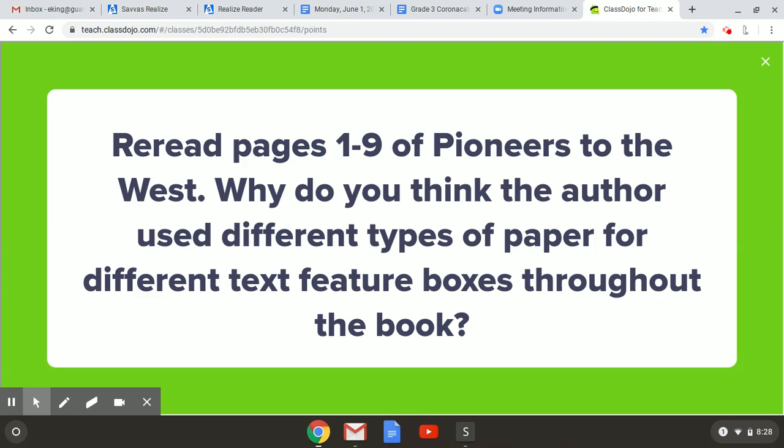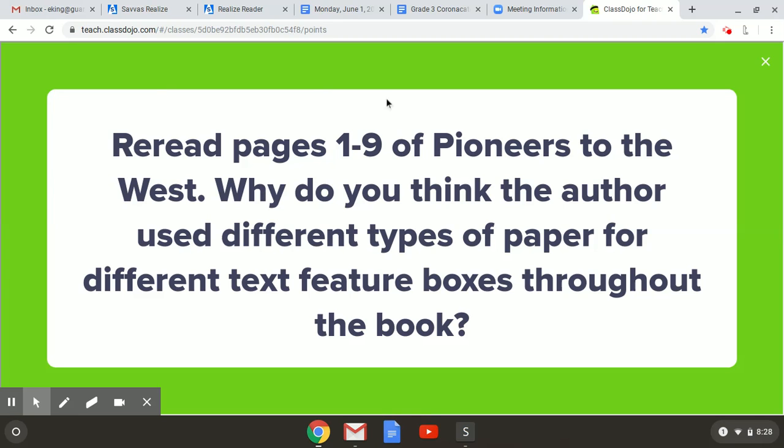So our text that we're going to be reading is called Pioneers to the West, which kind of goes along with our unit on Johnny Appleseed because it has to do with westward expansion in the United States and settlers moving from the east to the west. Pioneers is just another word for settlers. So keep that in mind today.